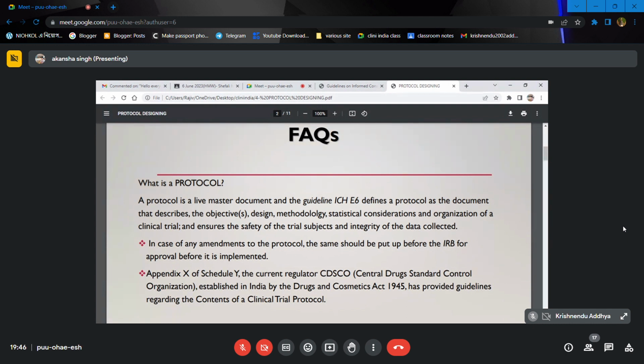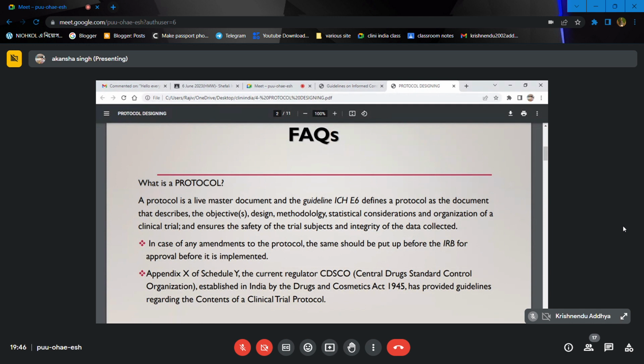Okay, now Appendix 10 of Schedule Y. Schedule Y is where we have certain rules and regulations, like appendices. We will see in detail what it is. Basically, it is the current regulation which we have to follow. Schedule Y is the regulation which we follow in India.